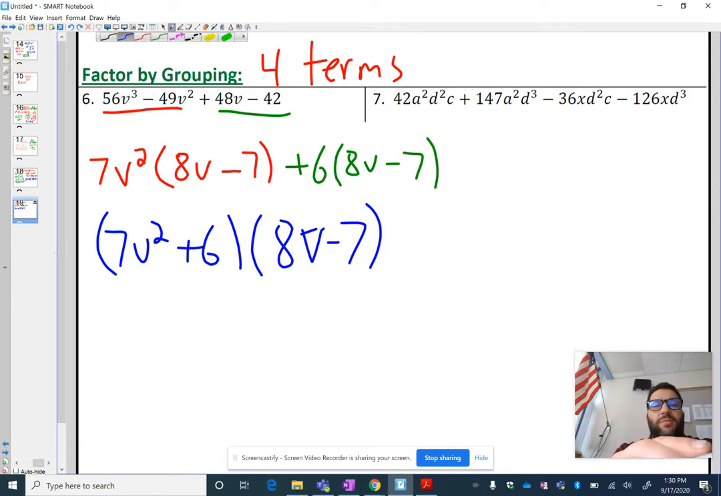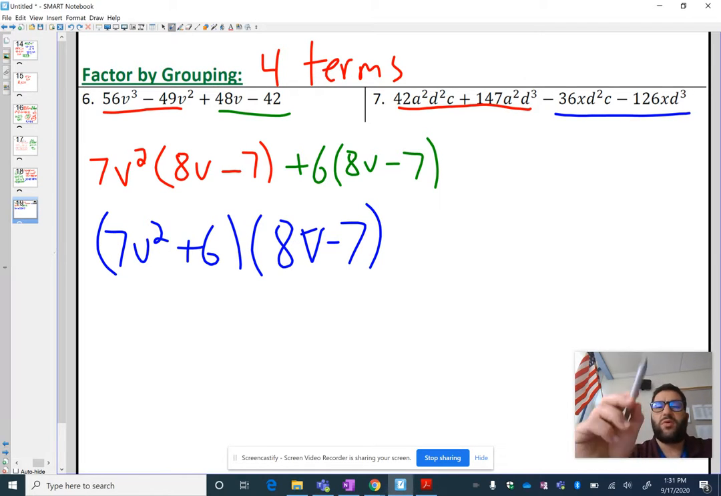Now let's take a look at a little bit more difficult of a problem, which would be number 7. So we're going to compare these two terms, and we're going to compare these two terms. So let's see, in number 7, the first part, the red part, what do they have in common? Well, I'm going to start writing down here. They have an a squared in common. They have a d squared in common.